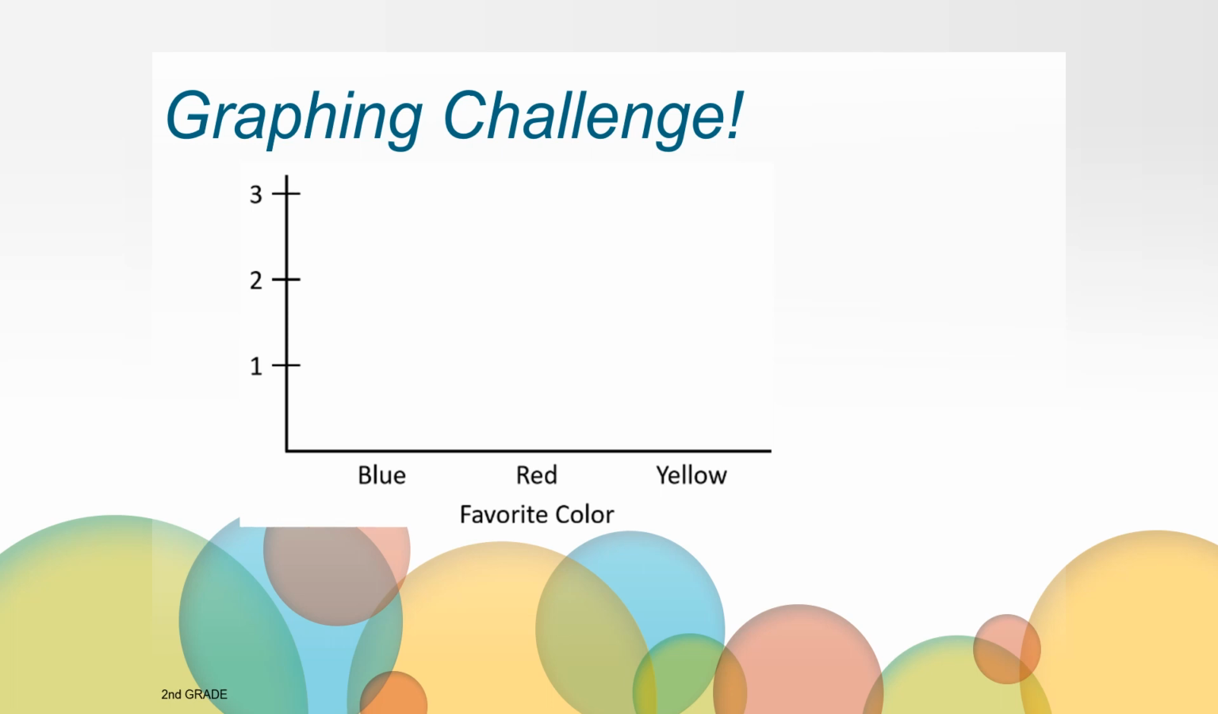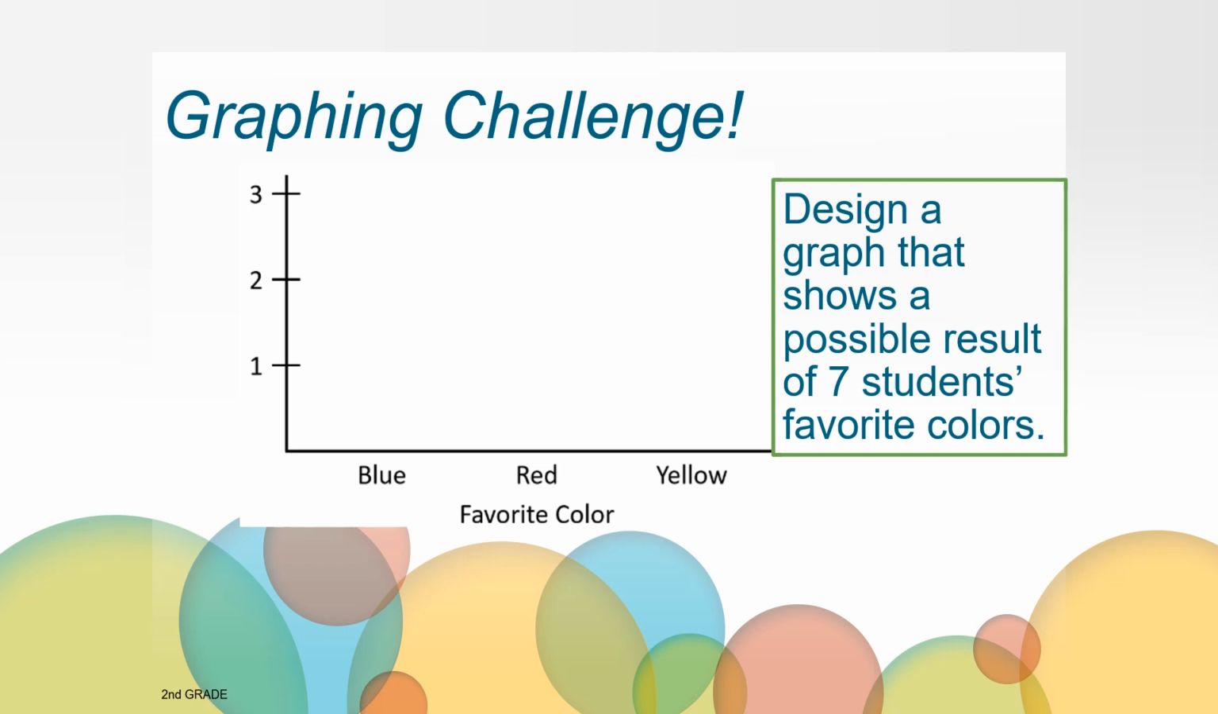Here are the directions for the challenge. Design a graph that shows a possible result of 7 students' favorite colors. Remember, there's no one correct answer to this challenge. Think about, what could this graph look like if 7 students in total responded or placed their vote for their favorite color? When you're done, share your graph with someone at home. Can you write some true and false statements for them to solve? Have fun with this challenge and good luck!